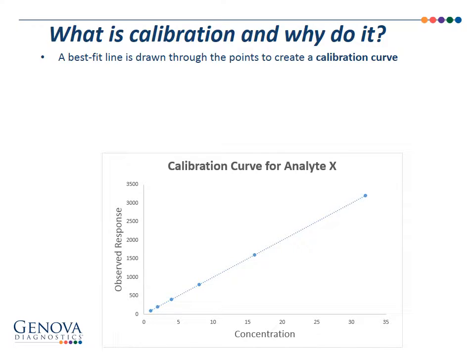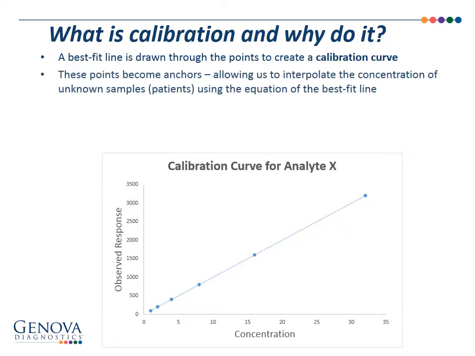We're going to draw a best fit line through this to create the calibration curve. These points become anchors, allowing us to interpolate the concentrations of samples along this calibration curve. So really what this means is that we can give clients their patient results all along this line without having to run a calibration point at every single part of the curve.